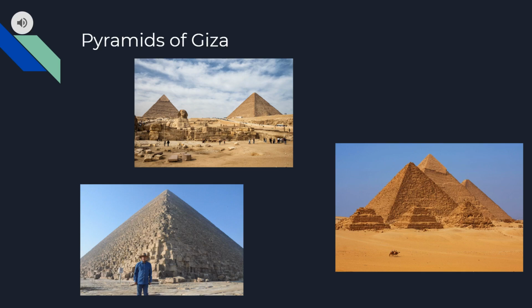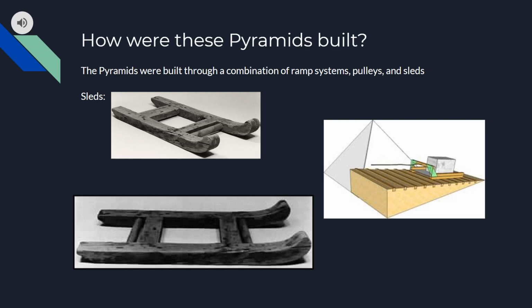Each block on the pyramid weighs around 2.3 metric tons. There are about 2,300,000 limestone blocks in total. How are these pyramids built? Pyramids were built through a combination of ramp systems, pulleys, and sleds.